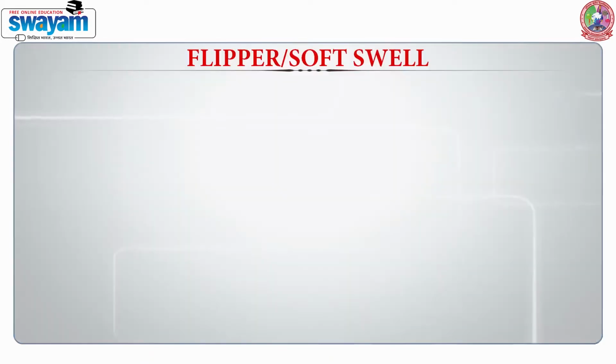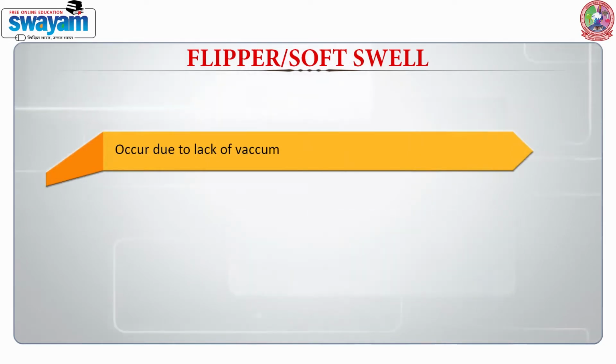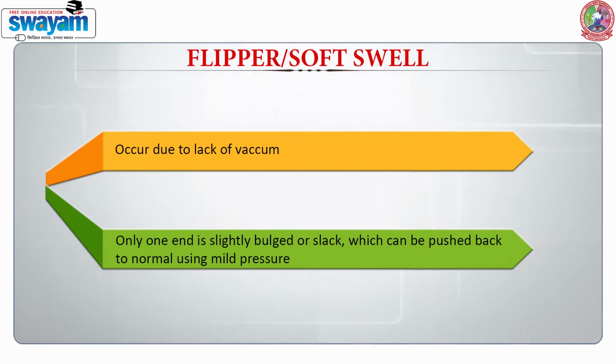Another type of spoilage is known as the flipper or the soft swell. It is due to lack of vacuum, and as a result only one end is slightly bulged or slack, which can be pushed back to normal condition using mild pressure.